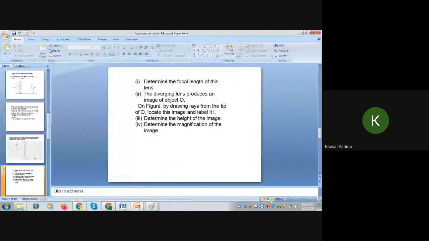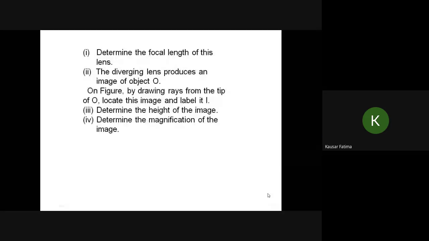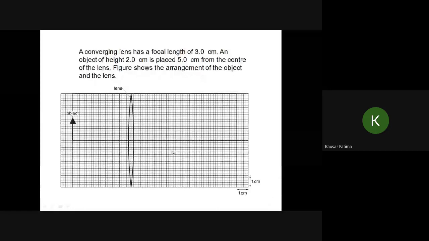Now let us do another question. This is related to convex lens. Here the converging lens has a focal length of 3 centimeter. It's not marked here, so you will have to mark the 5 blocks again. In this, each is 1 centimeter. An object of height 2 centimeter is placed 5 centimeter from the center of the lens. You can confirm also: 1, 2, 3, 4, and 5 centimeter.